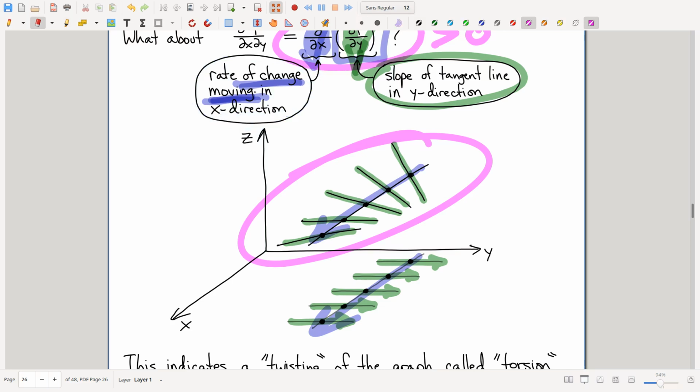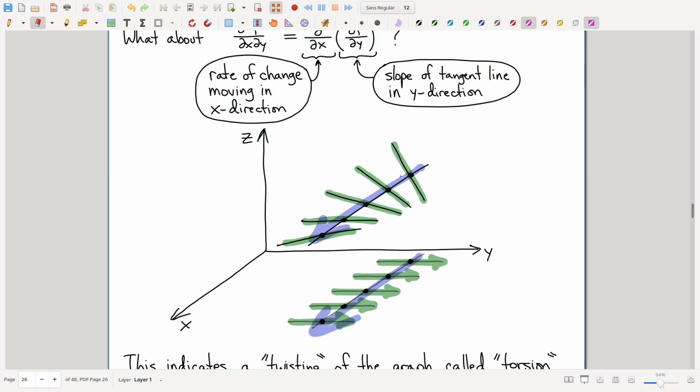All right, so that was weird. And again, notice entirely unfamiliar. There is no single variable analog of this, so this is just a new idea. And welcome to multivariable calculus. There's going to be a lot of that.